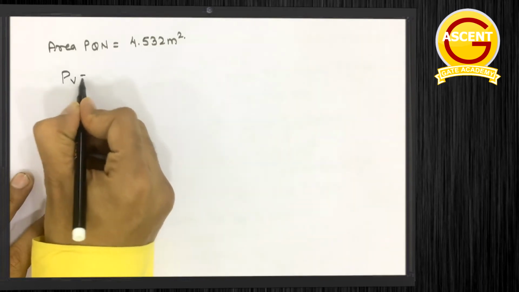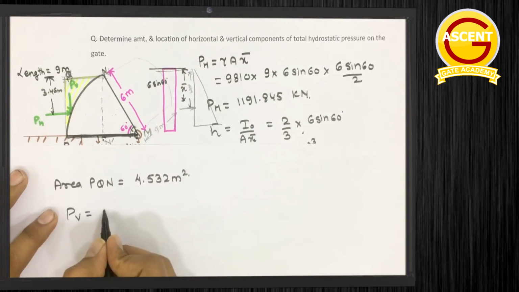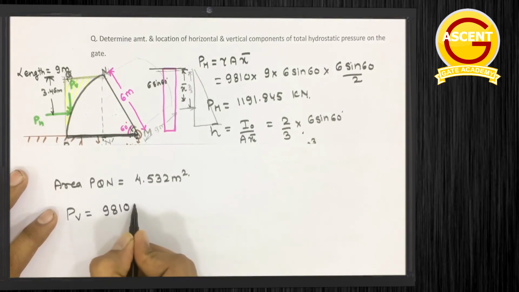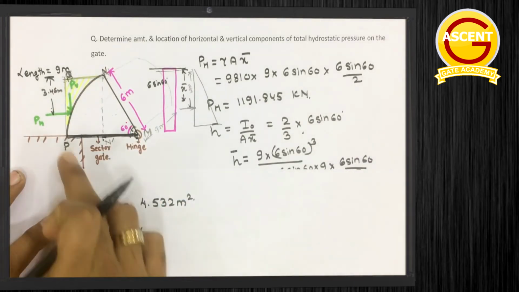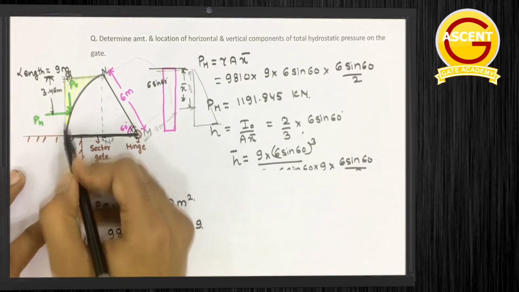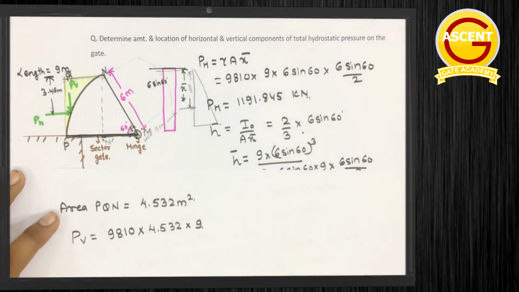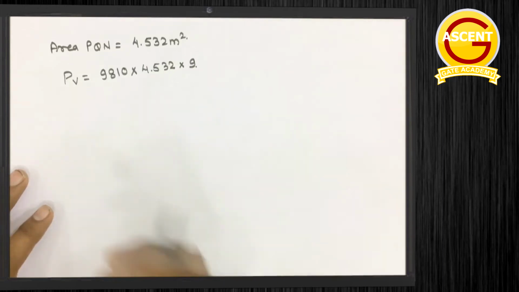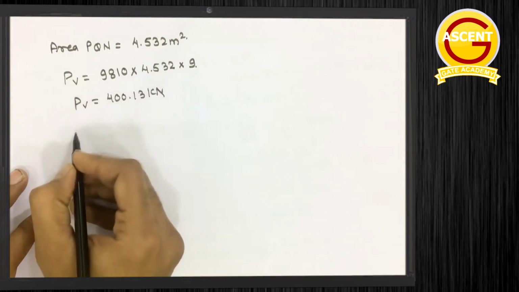Now the total vertical force PV will be equal to the specific weight, which is 9810, multiplied by the area of PQN, which is 4.532, which we have already determined, into the length, which is 9. That means the volume of this prism with length 9 meter and area PQN. So this vertical force will be equal to 400.13 kilonewton.